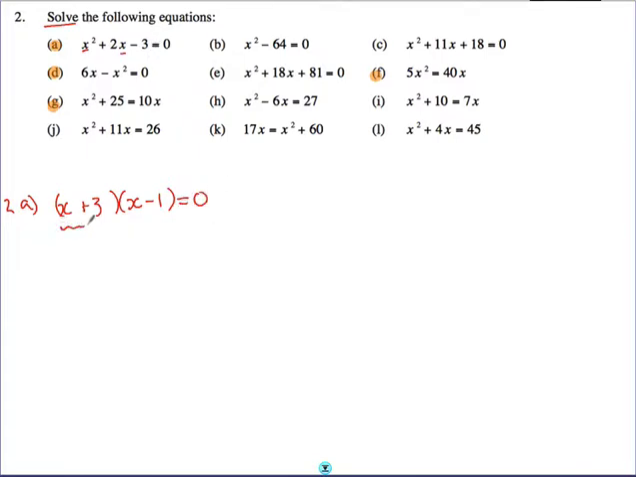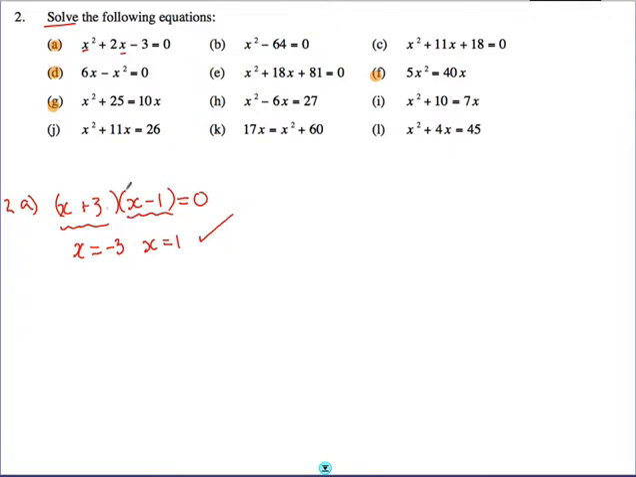Now for what value of x does it make this bracket into 0? If x is minus 3, and for what value of x makes that into a 0? If x is 1. Done, finished, 2a's done. We've solved it. x is minus 3, x is 1.